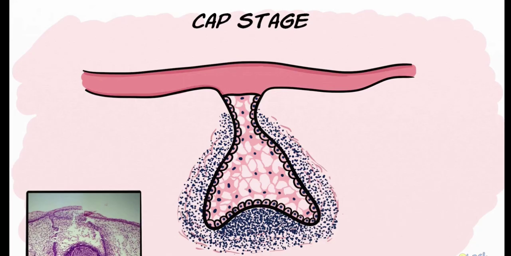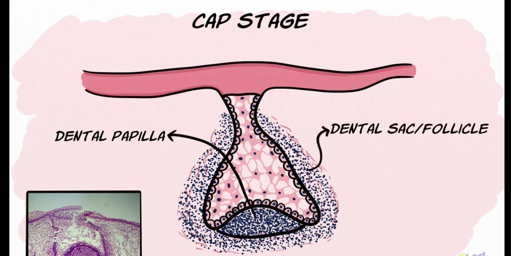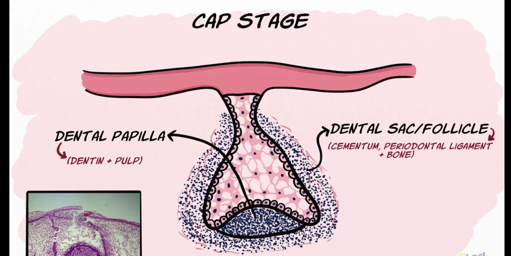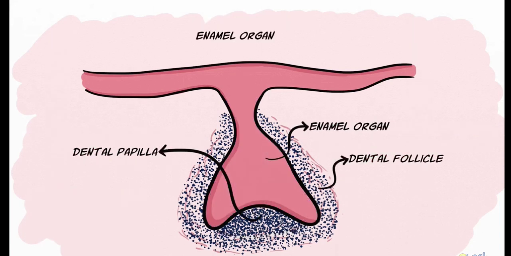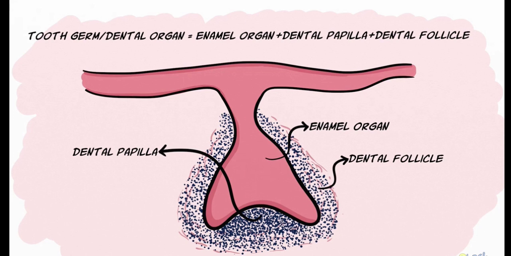The ectomesenchymal cells condensed just below and within the concavity of the cap are called dental papilla, and the cells surrounding the enamel organ and the dental papilla constitute the dental sac or the dental follicle. The dental papilla would eventually form the dentine and the pulp, and the dental follicle would form the cementum, periodontal ligament, and the alveolar bone. Together, the enamel organ, the dental papilla, and the dental follicle constitute the tooth germ or the dental organ.